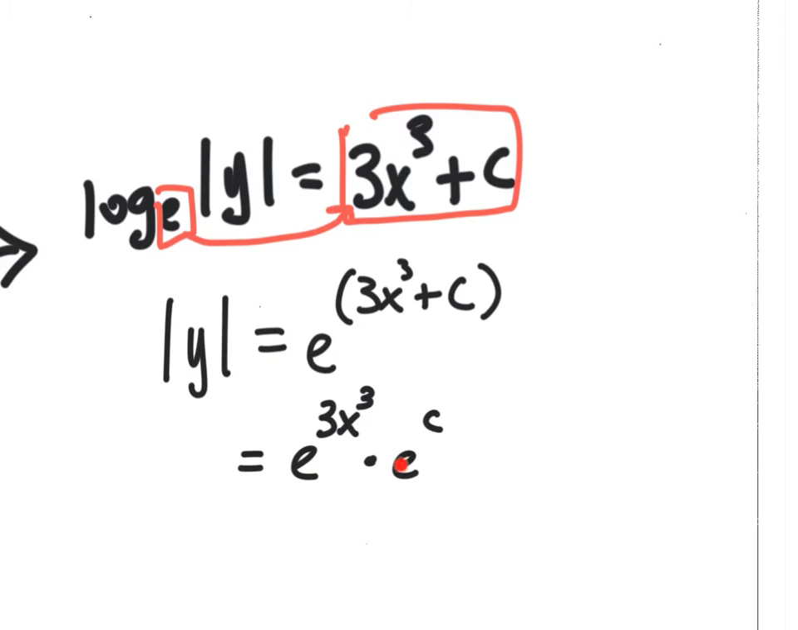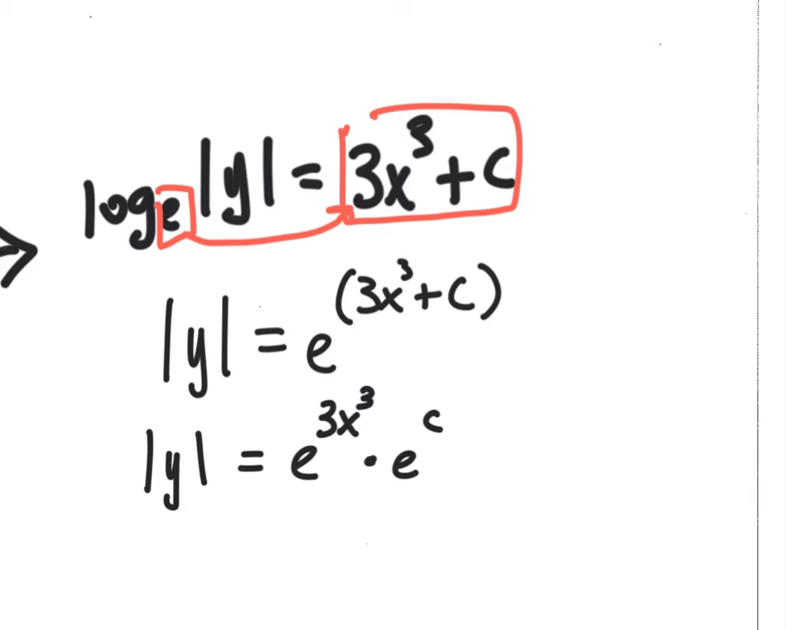Because when I multiply two numbers with the same base, then I add the exponents. So when I have this statement here, I can go backwards and make this claim that instead of e to the quantity 3x cubed plus c, I can just write it as e to the 3x cubed times e to the c. And this is all equal to the absolute value of y.